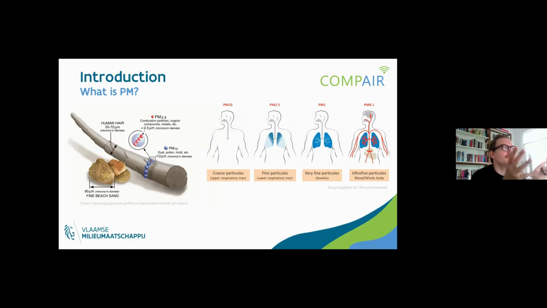So coarse particles, PM10, that's a diameter of less than 10 micrometers. They typically stay in the upper respiratory tract, or they are able to penetrate the upper respiratory tract. Then the portion of that which is able to penetrate into the lower respiratory tract, we call fine particles. This is PM2.5. And then you have even finer particles, PM1 and PM0.1, which are basically nanoparticles that can penetrate essentially into our bloodstreams and the whole body.